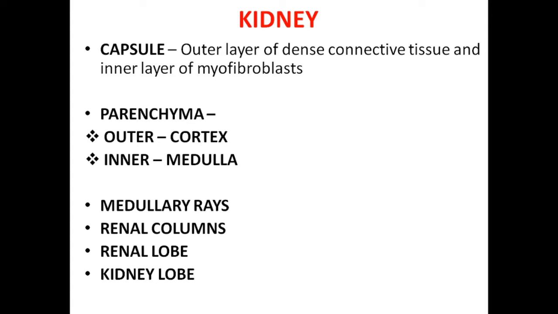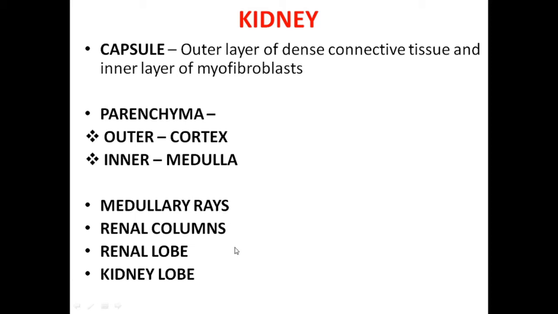Also, the part of the cortex between the pyramids is called the renal columns. The part of the cortex which is lying over the pyramid on the outer side forms a very striated appearance, that is called the medullary rays. And the part of the kidney around the pyramid, consisting of the pyramid and its adjacent cortex, is called the renal lobe, whereas an individual medullary ray along with the surrounding cortical tissue is called the kidney lobe.